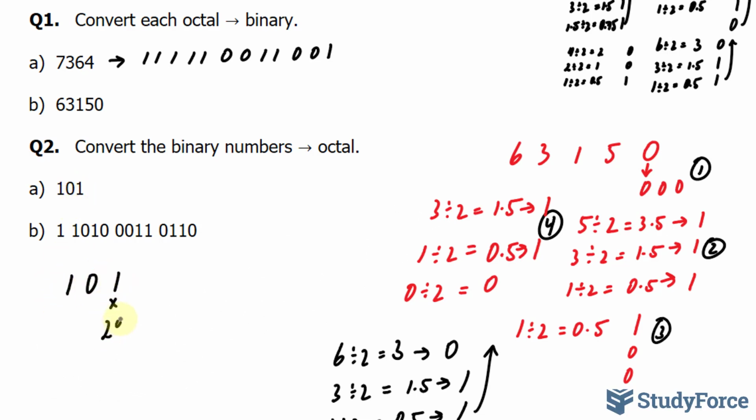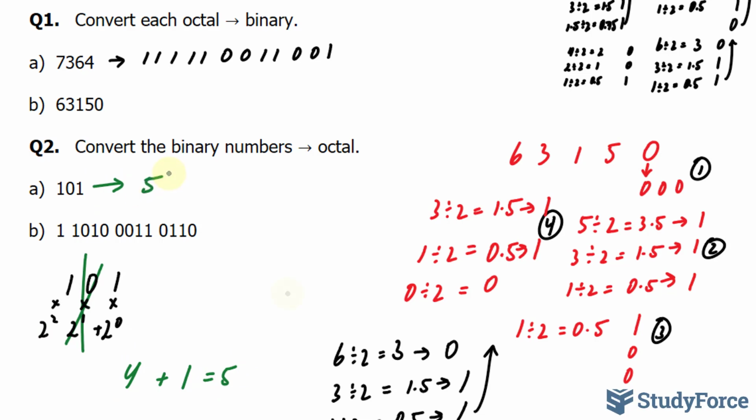1 times 2 to the power of 0 plus 0 times 2 to the power of 1 plus 1 times 2 to the power of 2. We know that anything times 0 goes away. 1 times 2 to the power of 0, 2 to the power of 0 is 1. So that's like saying 1, and 1 times 4, the answer to this is 5. So the octal number here is 5.